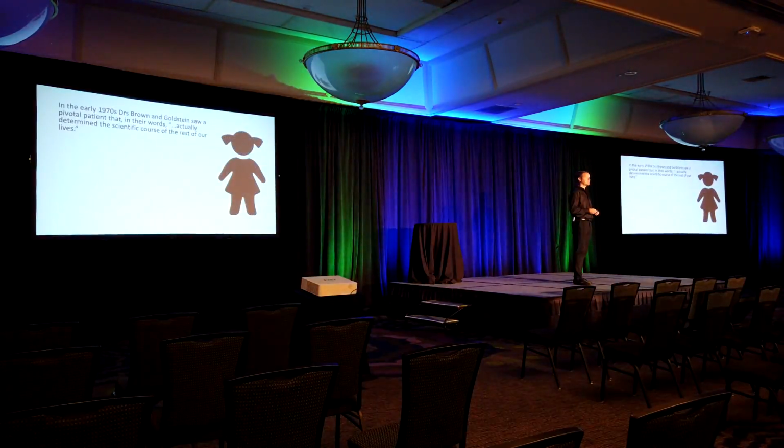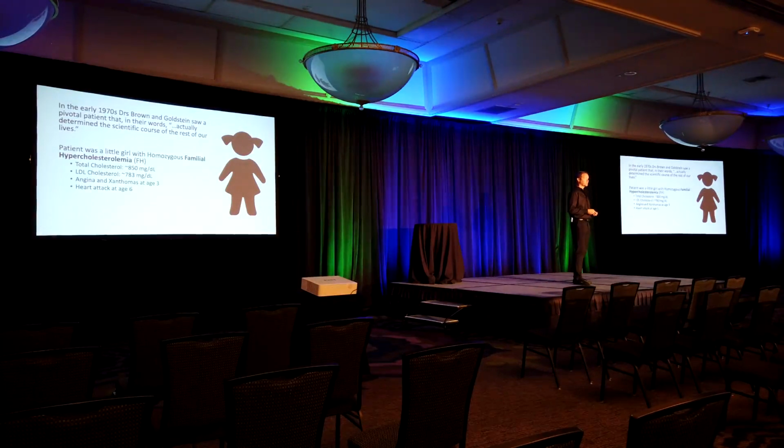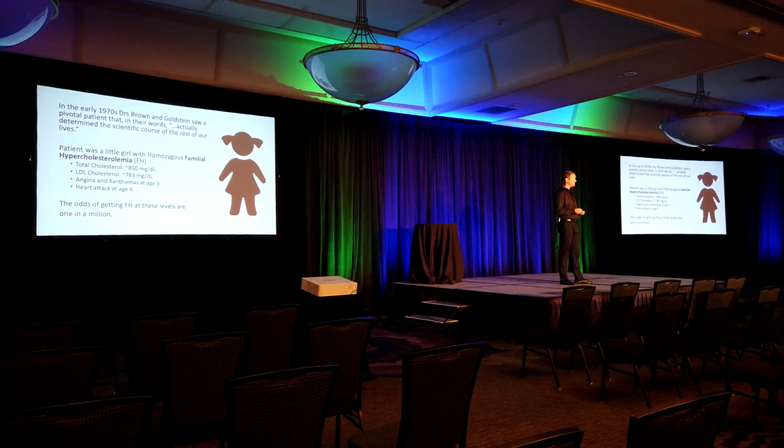In the early 1970s, Doctors Brown and Goldstein saw a pivotal patient that, in their words, actually determined the scientific course of the rest of our lives. The patient was a little girl with homozygous familial hypercholesterolemia. If you see her numbers, you can understand why the odds of getting this level of FH are actually 1 in a million. She had, and it's heartbreaking, developed angina and xanthomas at age 3, and then had her first heart attack at age 6.